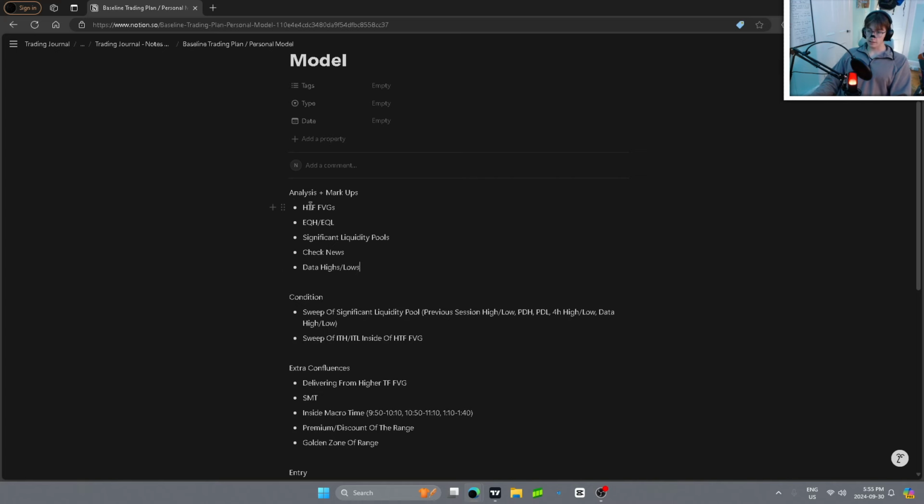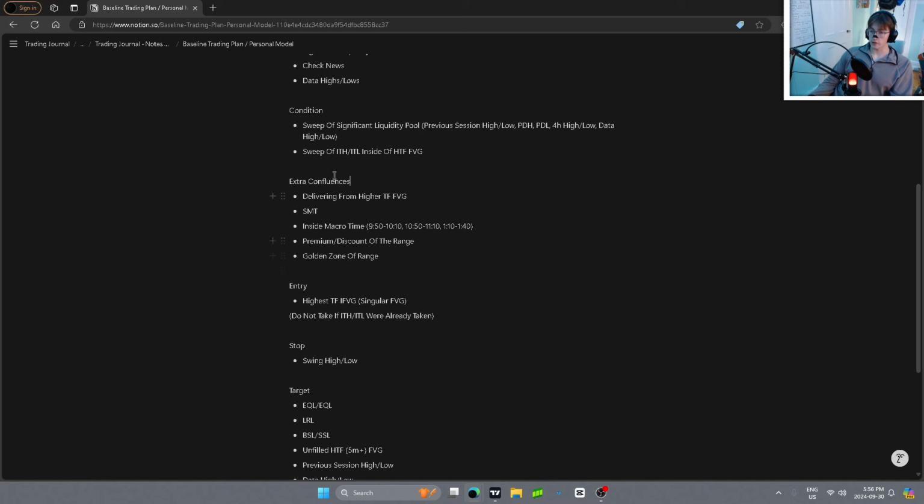This is my analysis, marking up higher time frame fair value gaps, equal highs, equal lows, significant liquidity pools, which I'll show you in a second. Check the news and mark out data highs, data lows. As for conditions, looking for a sweep of a significant liquidity pool, being previous session high or low, previous day high or low, 4 hour high or low, and data highs or lows. Or the condition can also be a sweep of the internal high or internal low inside of a higher time frame fair value gap, which actually there was a trade for both of these conditions today, so I'll show you those.